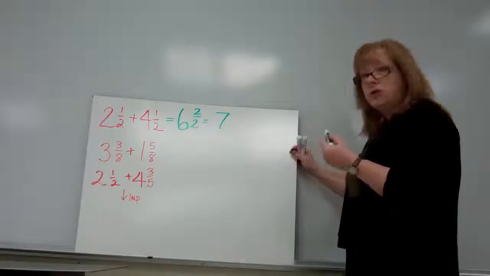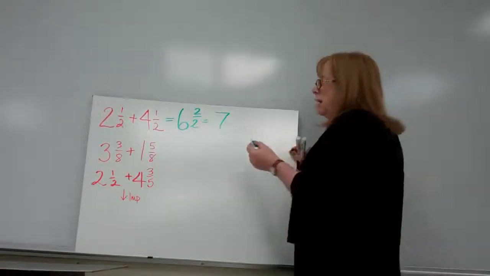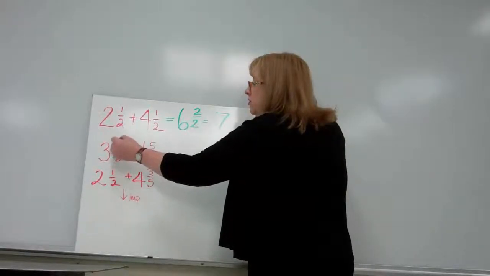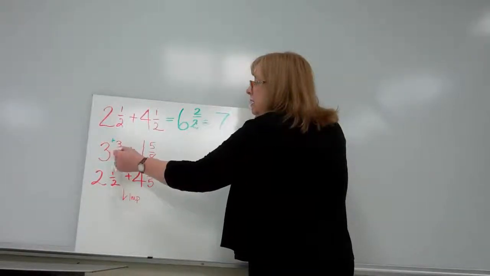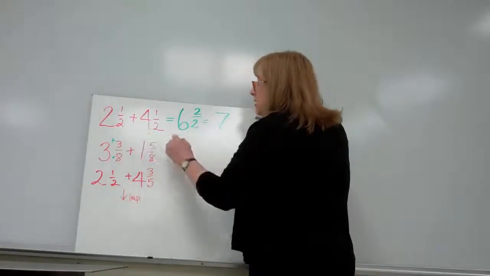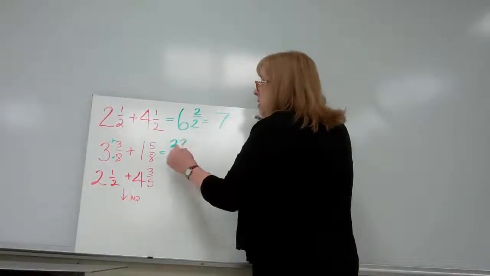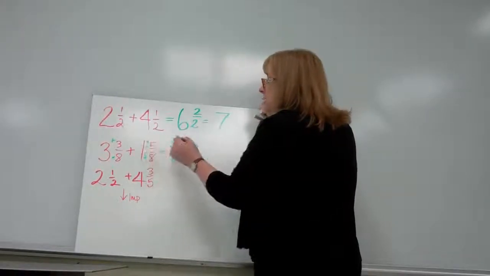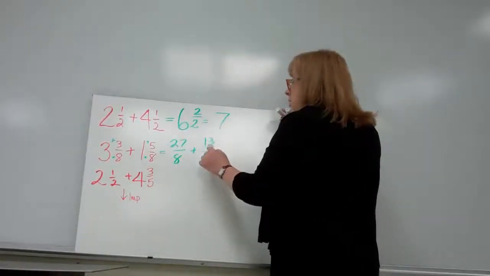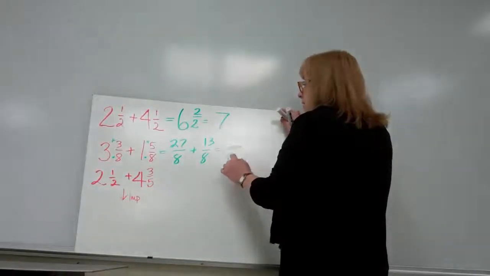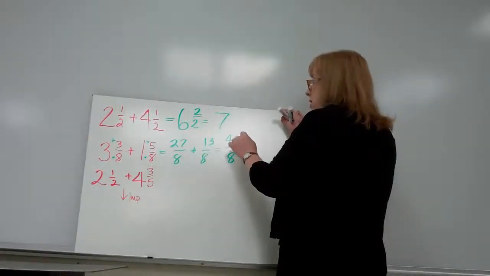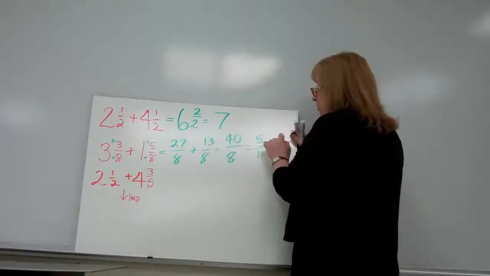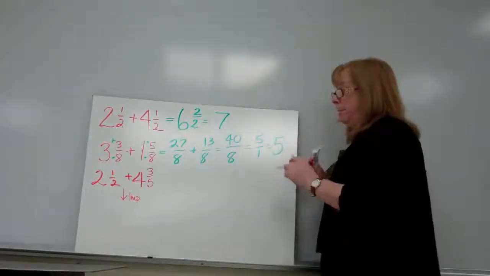Okay, on the next one we still have a common denominator already, but let's go ahead and change that to an improper fraction. If you remember from a previous video, we take 3 times 8, 24, 25, 26, 27 over 8, plus 8 plus 5 is 13 over 8. Leave the denominator; that's going to be 40 over 8. I know that 40 divided by 8 is 5 over 1, or 5. Again, we have a whole number.